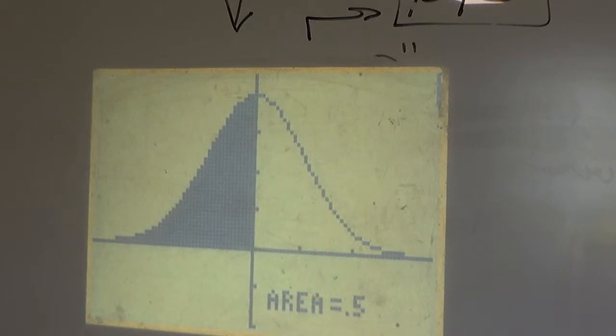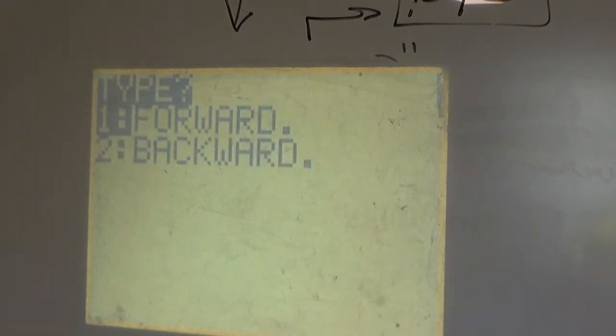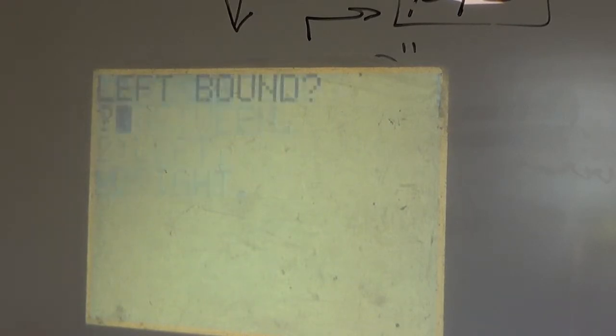While you're at it, press enter again. Hit enter for more probabilities. Another forwards one. Let's do a right area this time. I won't do the exact same question Jolene just told me to do. She wanted to do left of 0. We're going to do right of 0.